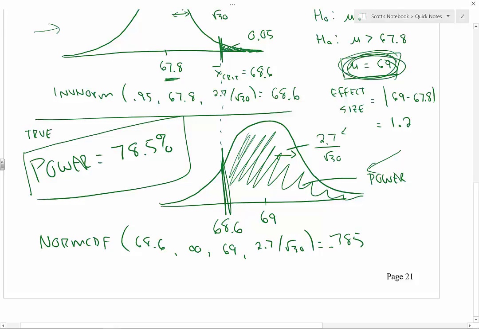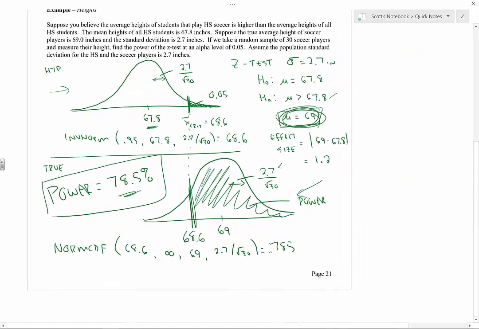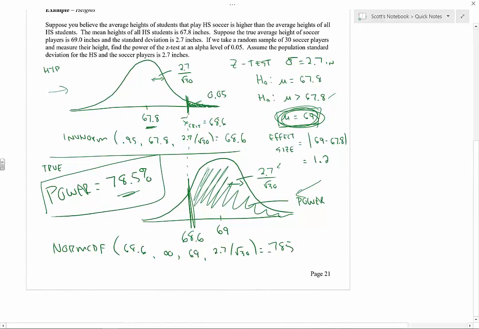So if this assumption is true, if the heights of soccer players are really 69 and not 67.8, then there's about an 80% chance that I'm going to correctly reject the null hypothesis and conclude that soccer players are actually taller. There's a 20% chance, so one time out of 5, I'm going to incorrectly fail to reject. So that's how you calculate power. It's actually not that difficult of a calculation, but you do need to practice it. So good luck, and I'll see you tomorrow.